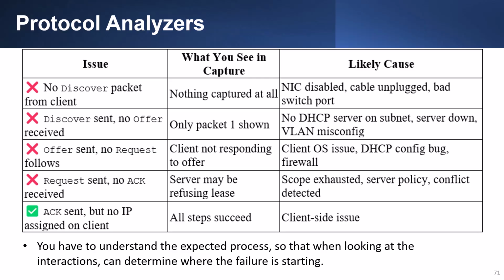If no Discover broadcast packet is sent, the NIC is disabled, the cable is unplugged, or you have a bad switch port. If the Discover broadcast packet is sent, but no Offer is received, there's no DHCP server on the subnet, the DHCP server is down, or you have a VLAN misconfigured.